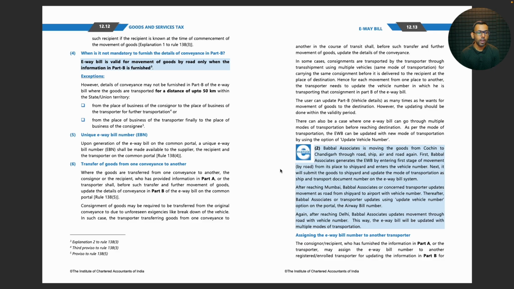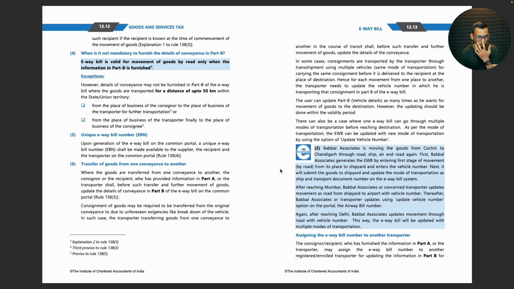When it is not mandatory to furnish the details of conveyance in Part B: the e-way bill is valid for movement of goods by road only when the information in Part B is furnished, but the exceptions are: the details of conveyance may not be furnished in Part B of the e-way bill where the goods are transported for a distance up to 50 kilometers within the state or union territory from the place of business of the consignor to the place of business of the transporter for further transportation, or from the place of business of the transporter finally to the place of business of the consignee.